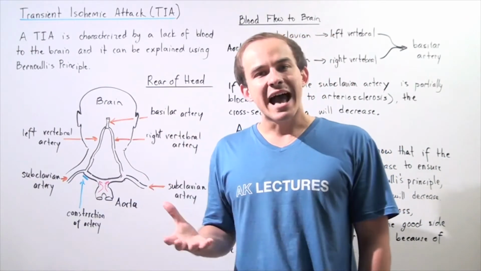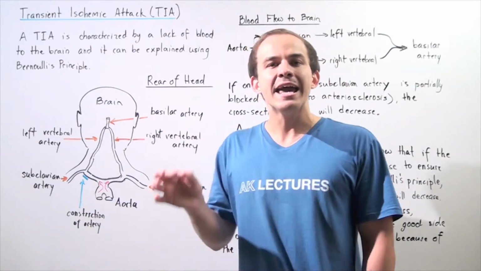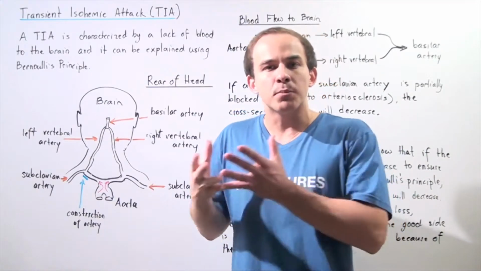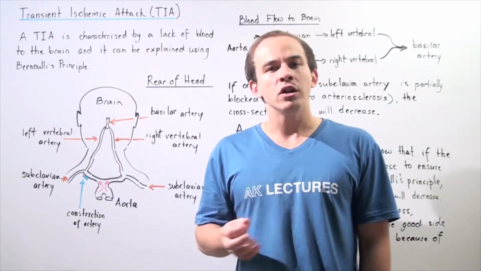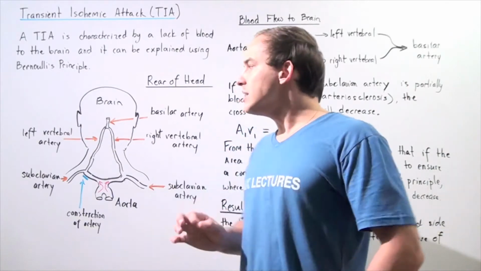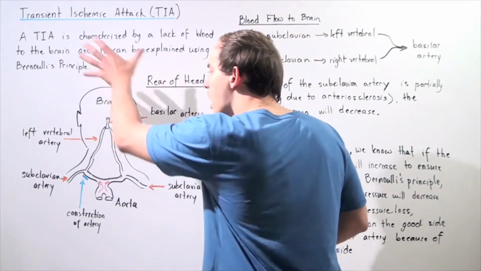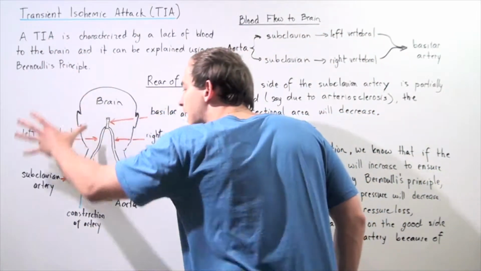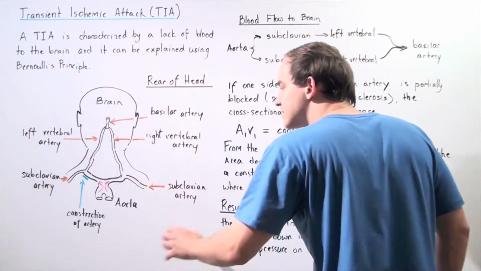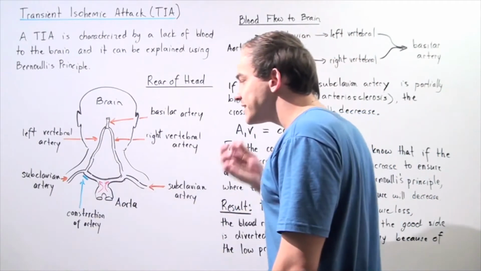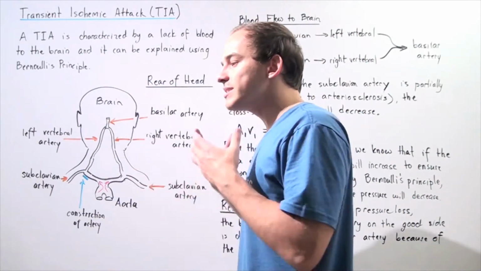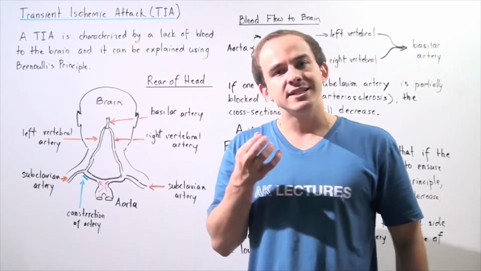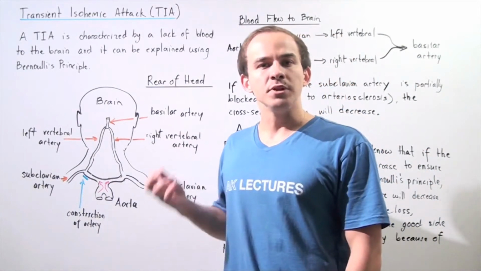Before we examine how a TIA and Bernoulli's principle are related, let's recall a bit of physiology. Let's suppose we're looking at the rear of a person's head, the back of the person's head. We have the left side of the body and the right side of the body. How exactly does the blood travel from the heart to the brain? Let's examine the pathway that our blood takes.